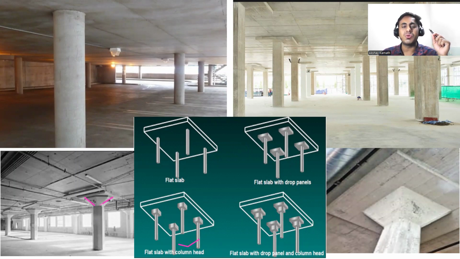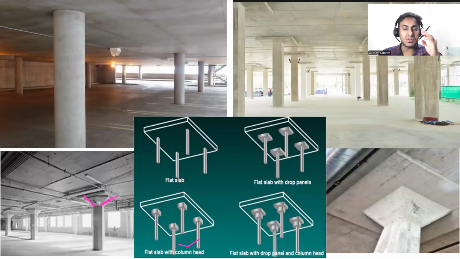But again, generally we don't practice this also, because it is easy to do on paper, but construction of this is very difficult. You have to give a kind of cone here, and then the shuttering is difficult. That is the reason we generally don't go with a column head also. Again, this is given only for punching shear.